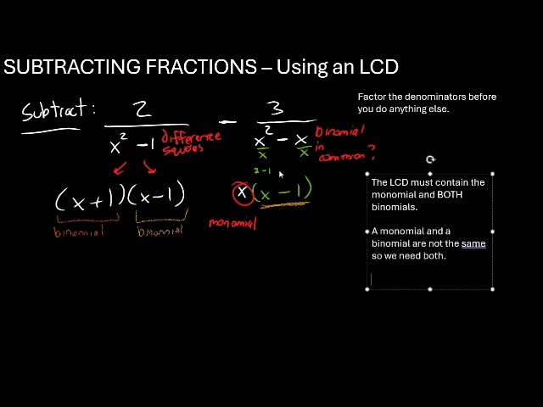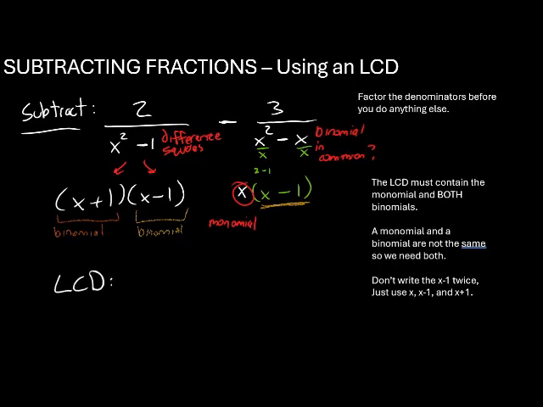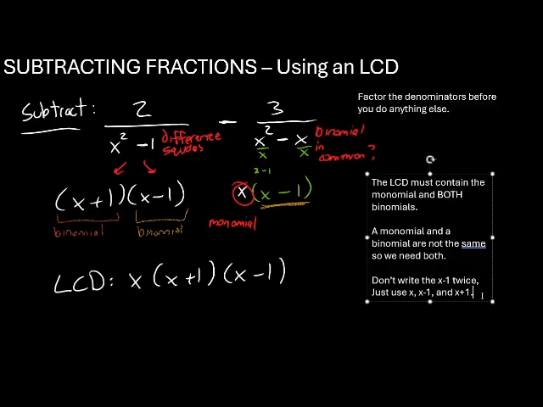However, the second occurrence of x minus 1, which I've underlined in yellow, we don't have to write it twice. The fact that we already have x minus 1 written previously is enough, so we'll write x plus 1, x minus 1, and x. So we'll say our LCD will be x, the monomial, times x plus 1, the first binomial, x minus 1, the second binomial.